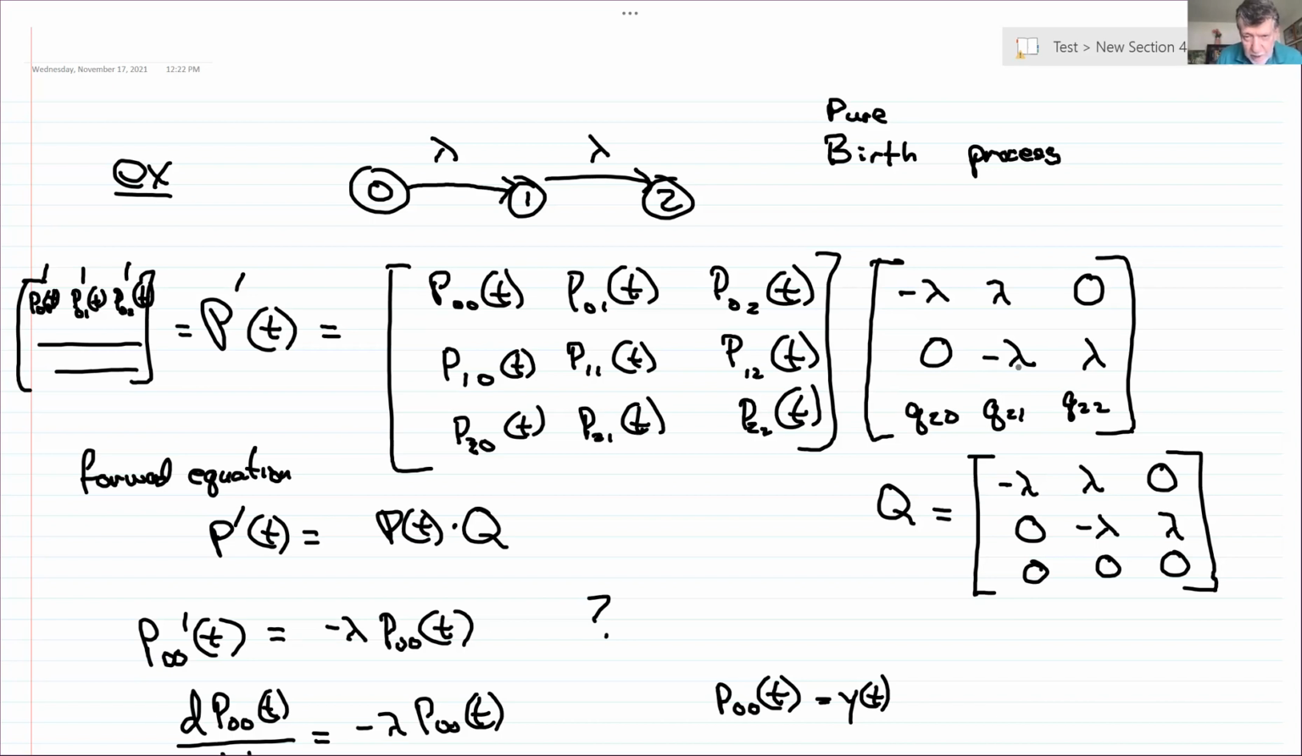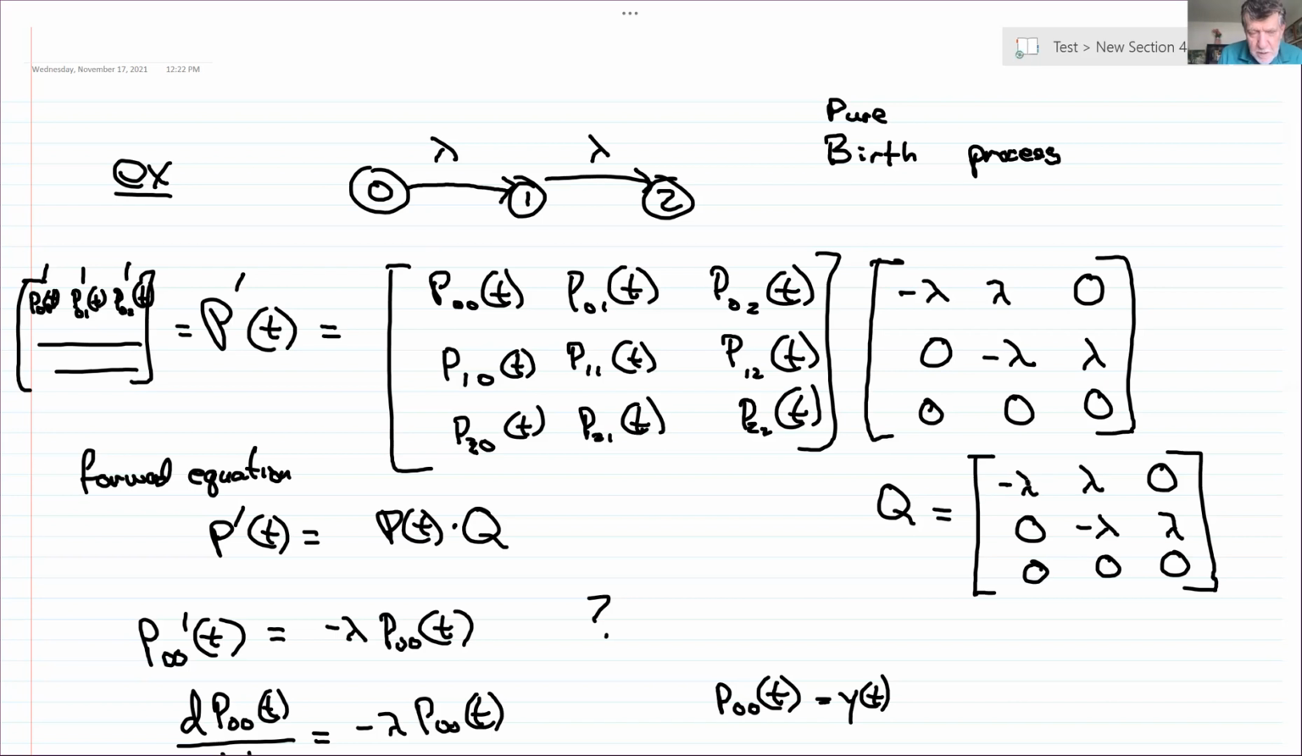Okay, let's look at the last row. Well, there's no way to get from 2 to 0. There's no arrow there, so that would be 0. Nor is there any way to get from 2 to 1, so that's also 0. And the last row adds up to 0. So that means the last rate here has to be 0. Okay, so corresponding to this pure birth process, it's only birth because there's no death. No going down, only going up. It has this as its forward equation, where the Q matrix is this. Any questions on that?